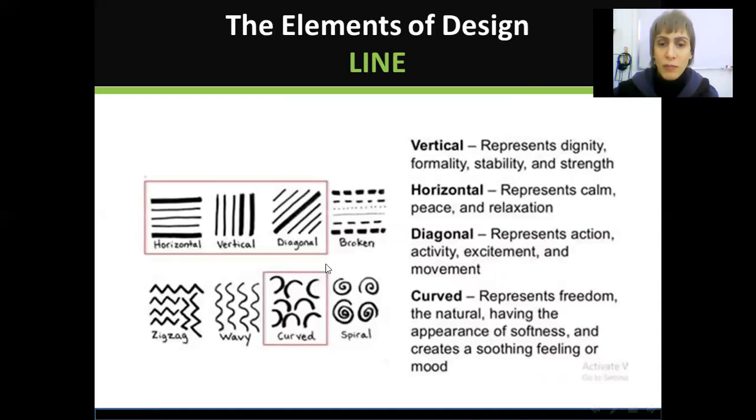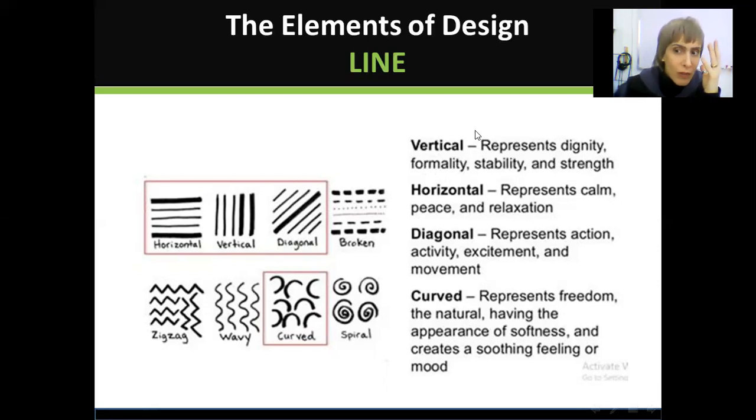Now, there are so many different types, as we said. In general, people have tried to categorize them to make it a little bit clearer, because these thousands of lines, we can categorize them. For example, we can say vertical lines, horizontal, diagonal, curved, and so on. And also, what, in general, psychologically, they represent. So vertical lines, for example, make us feel dignity, formality, stability, strength.